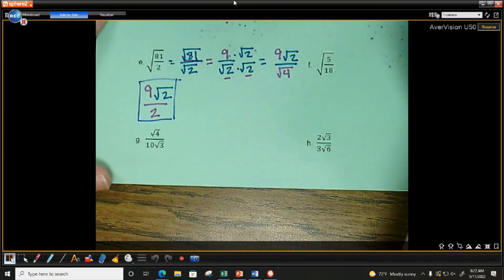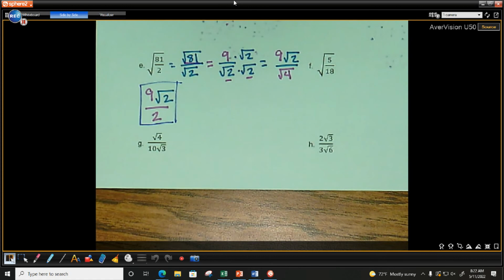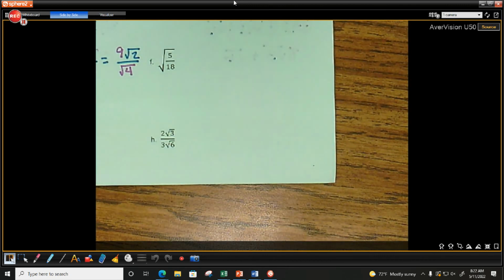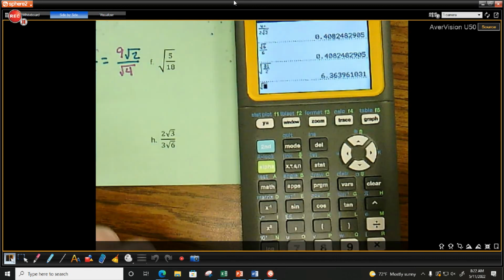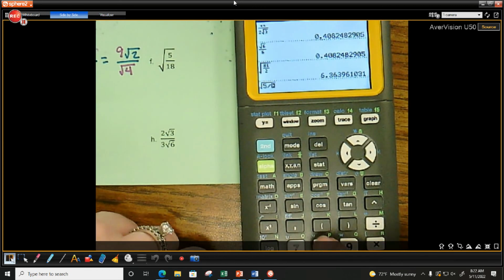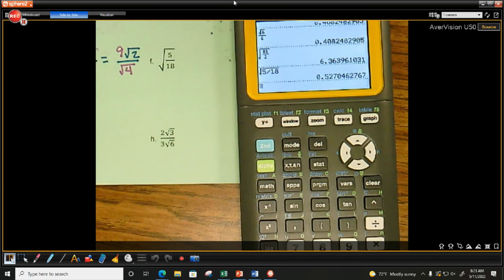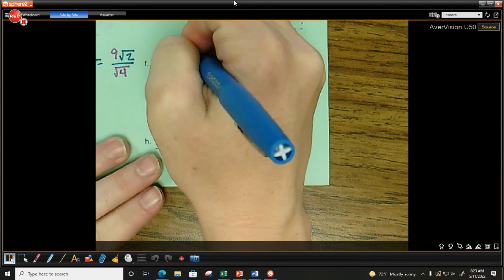Good? How are we feeling about these? Good? Bad? I will say I think these are the hardest ones. Okay, the fractions are the hardest ones. Go to your calculator, square root of 5 over 18, and we get an ugly decimal. So we're going to separate square root of 5 over square root of 18.